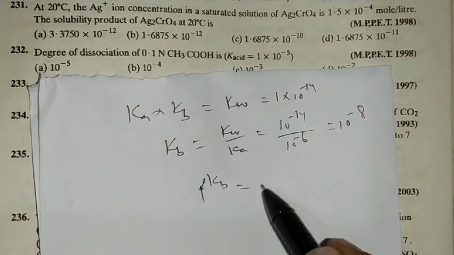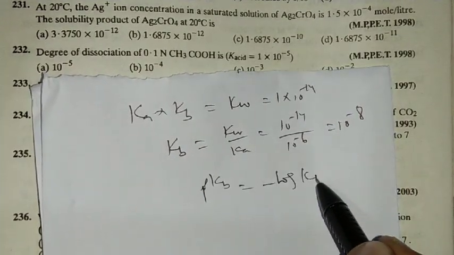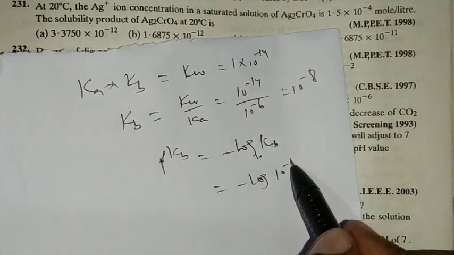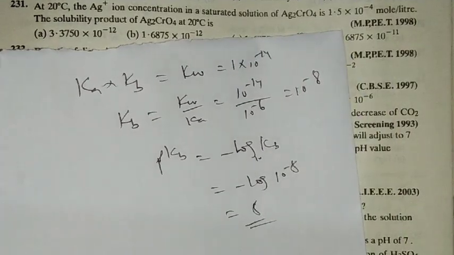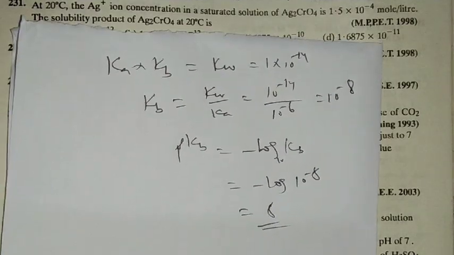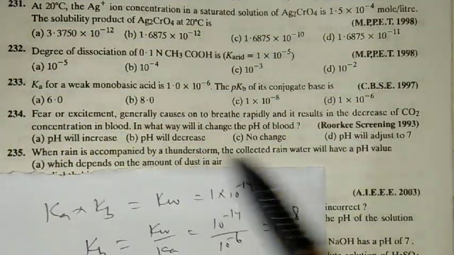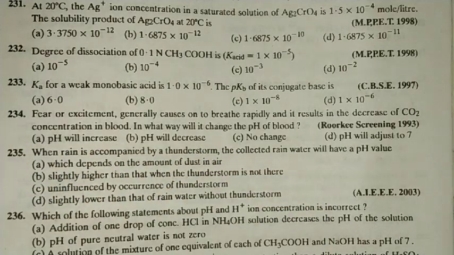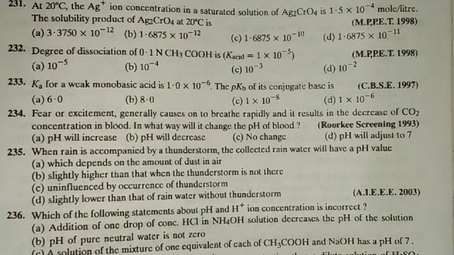So pKb equal to minus log Kb to the base 10. That means minus log 10 power minus 8. That means you'll get 8. Is it okay? It's a simple process. What is the answer now? 8. Option B. Is it okay? Right. Look at the next question.